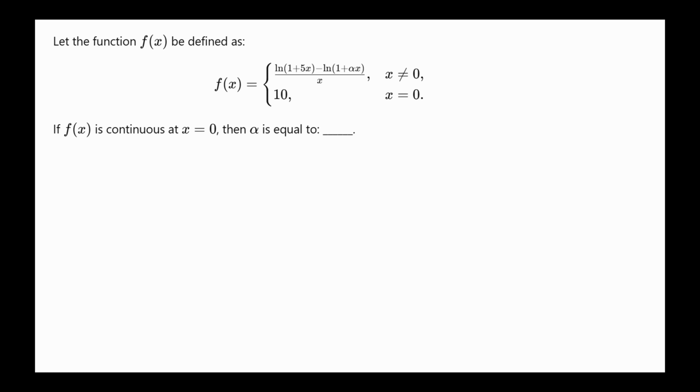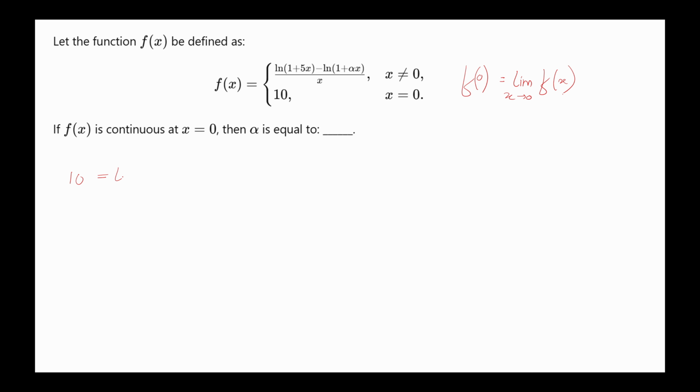What is given here? Let the function f of x be defined as, the function has been given, for x equals 0 they have given us a value, and for x not equal to 0 they've given us a value. If f of x is continuous at x equal to 0, that means at x equal to 0, f of x is continuous. So what we are saying is that f of 0 should be equal to limit x tending to 0 f of x. Then we have to find out the value of this alpha here. So let us use this equation. What is our f of 0? f of 0 is simply 10.